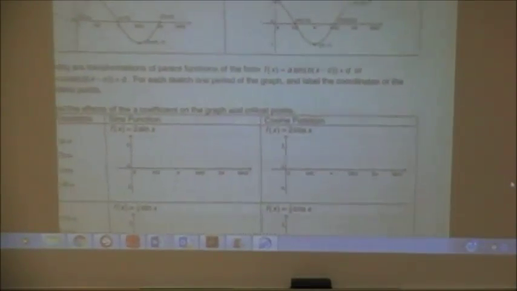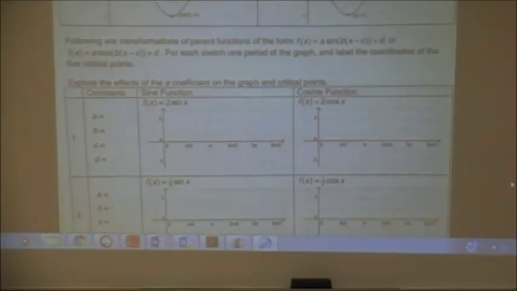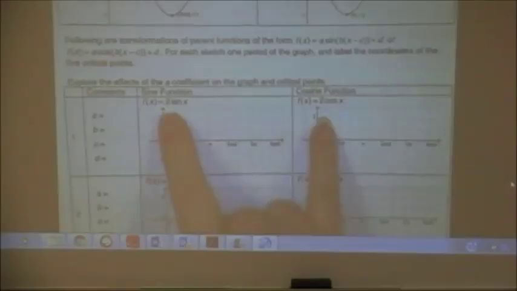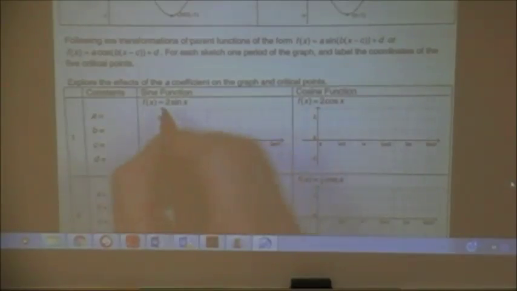So, if I look at my first one, they've got a vertical stretch of 2 on both sine and cosine. So we are going to transform both sine and cosine with a vertical stretch. So it's a vertical change only. So if you look, first we'll fill in A, B, and C. That's your A value.